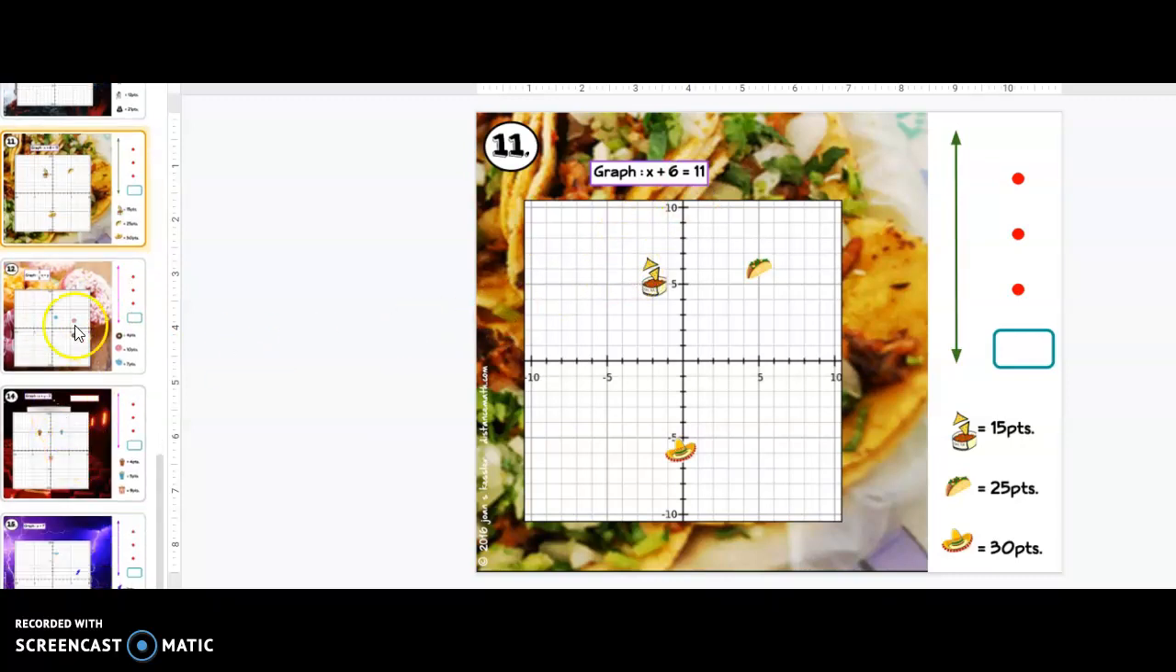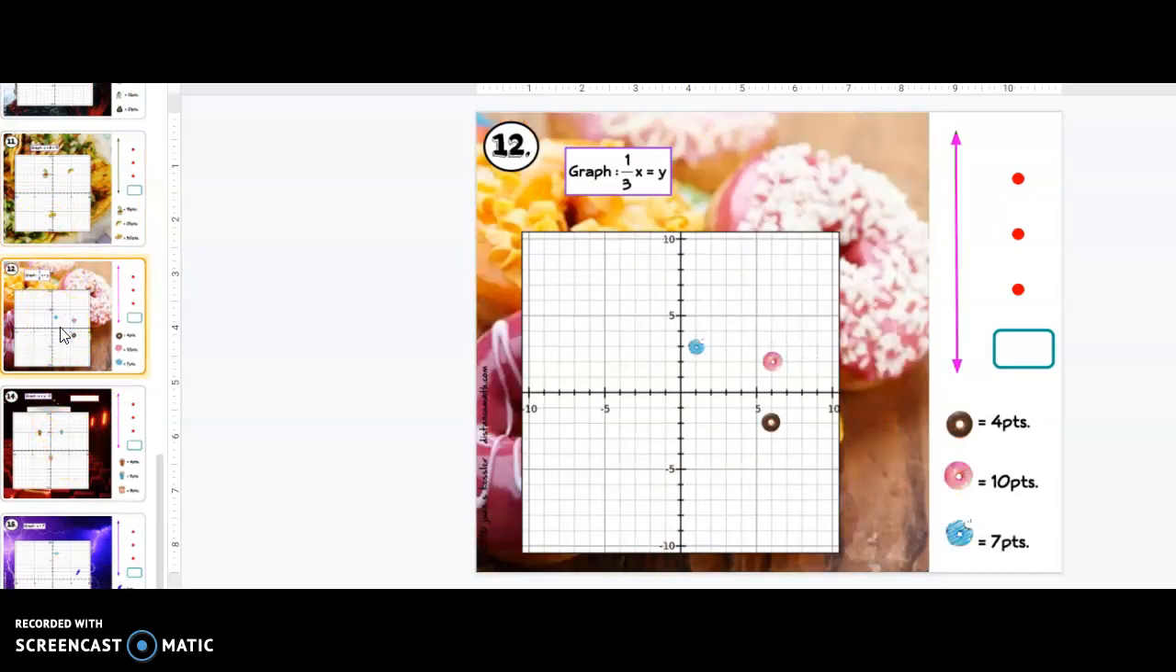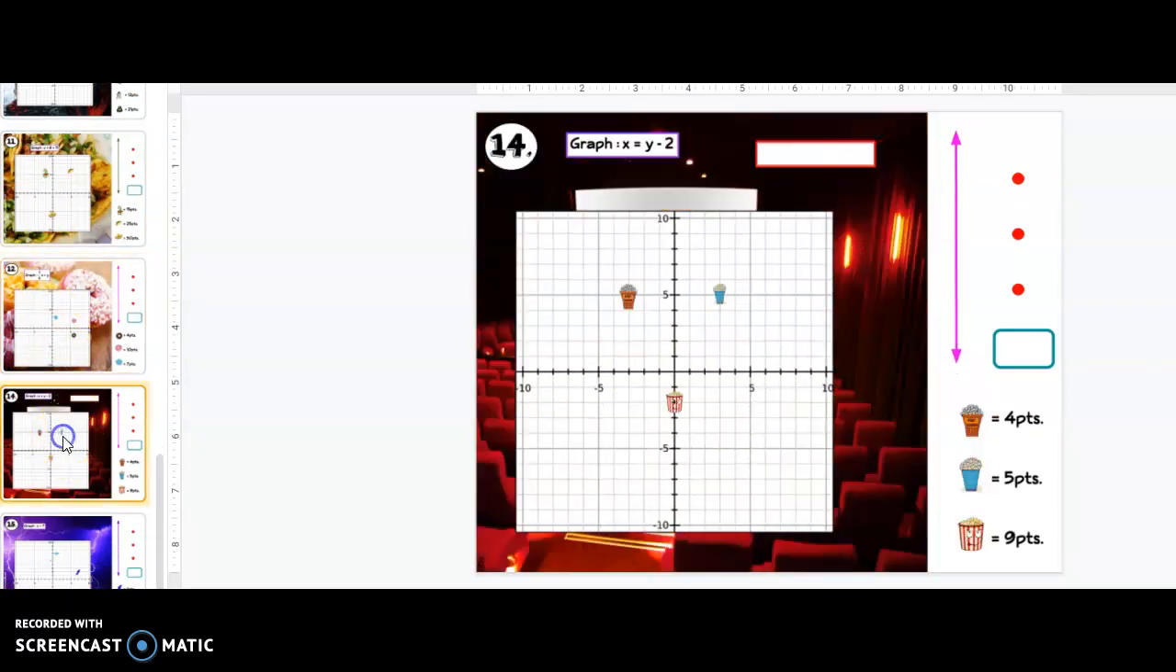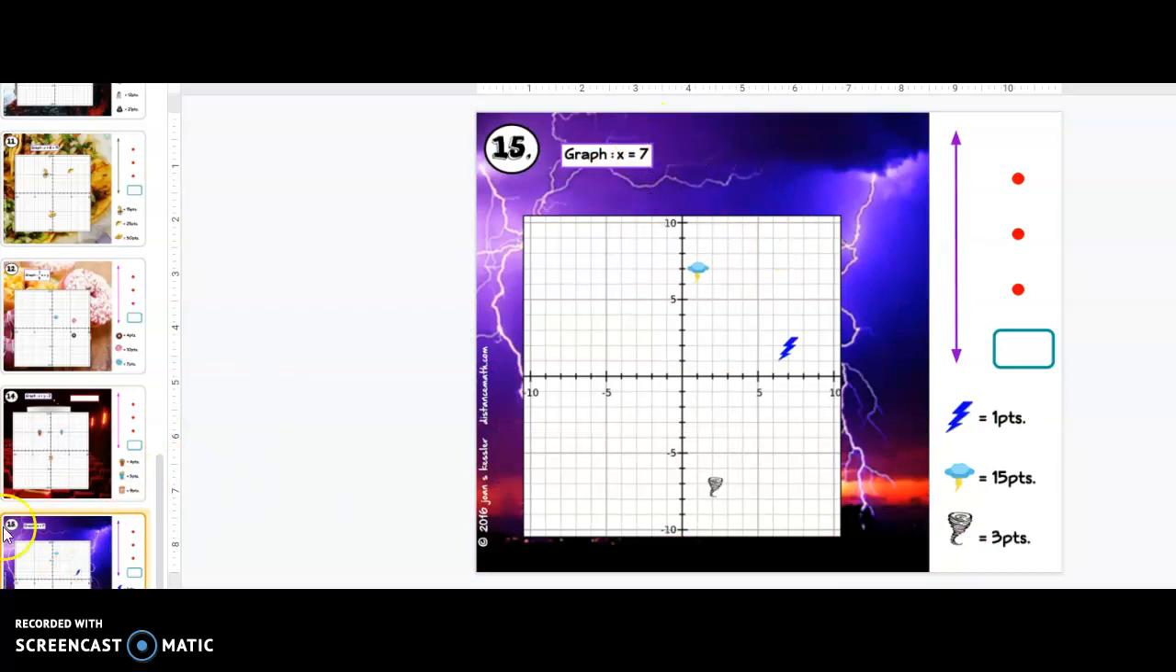That was number 11. 12 is in y equals mx plus b form. 14, you need to get y by itself, so you're going to add 2 to both sides. Not too bad. And then this one is another special case.